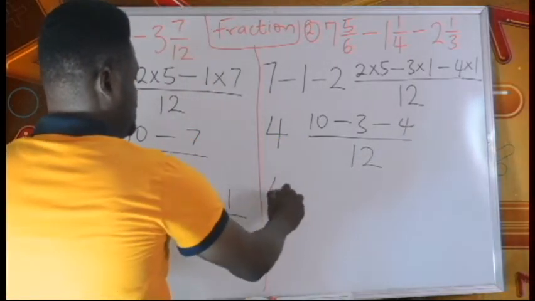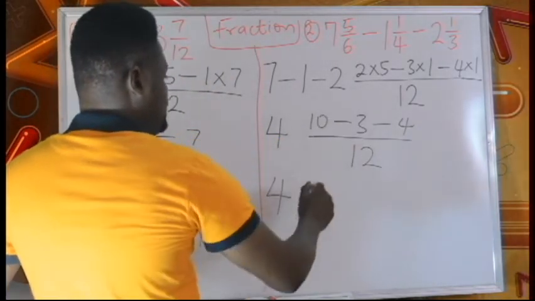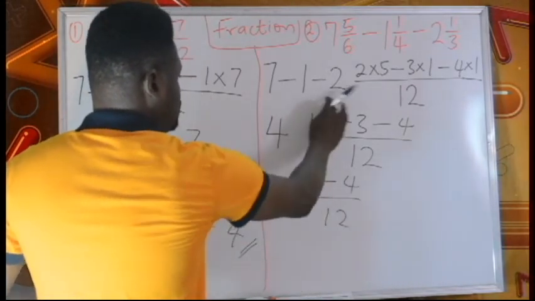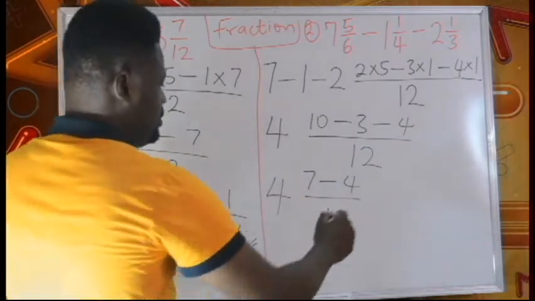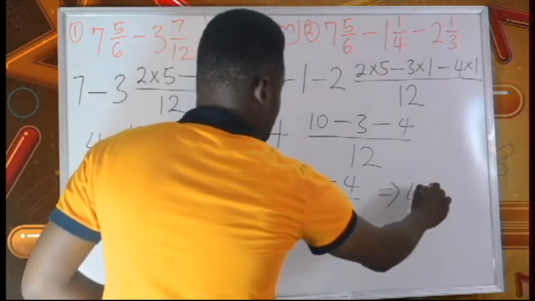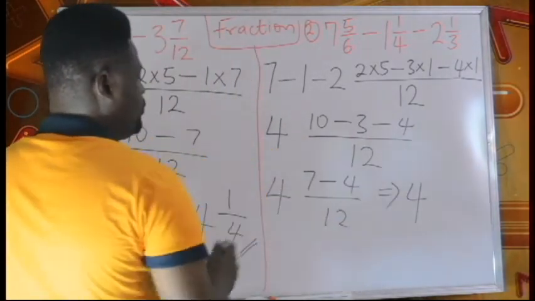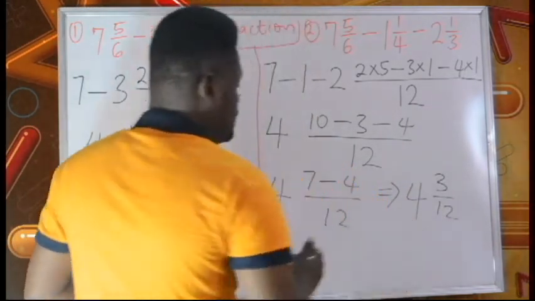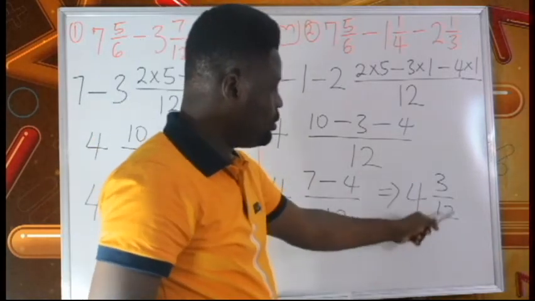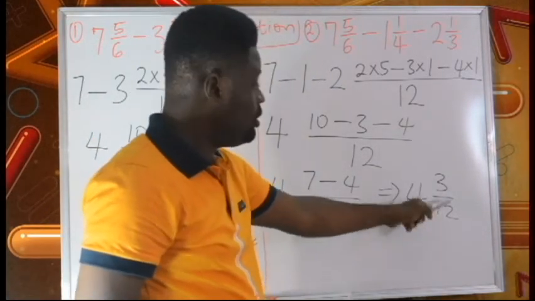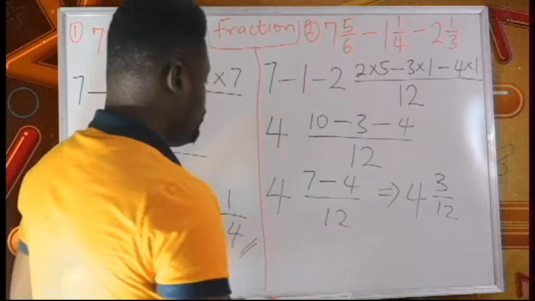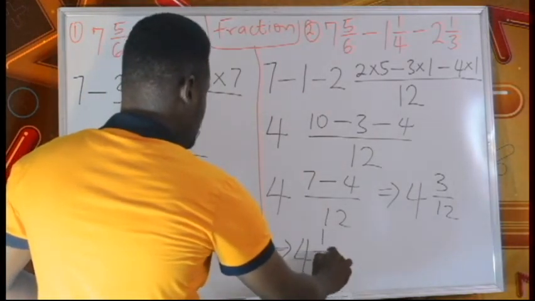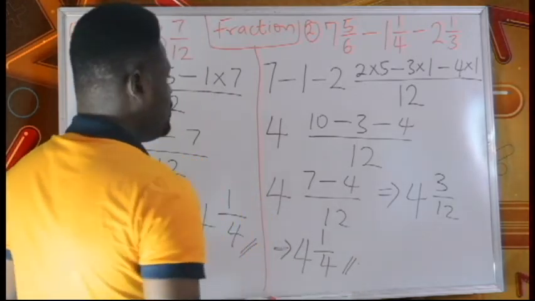Then 10 minus 3, 7 minus 4. 10 minus 3 will give us 7. 7 minus 4 will give us 3. 3 divided by 12. Now we cannot leave it like this because 3 is also a factor of 12. 3 in 3, 1. 3 in 12, 4. So our final answer will be 1 over 4. So that's our final answer.